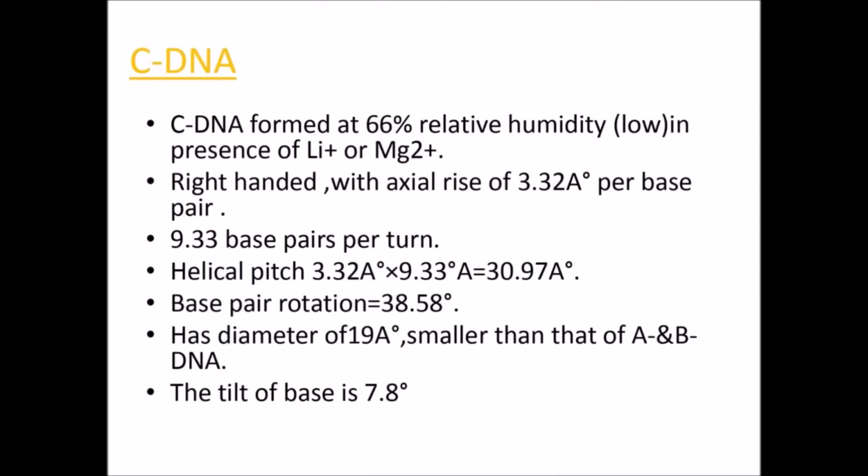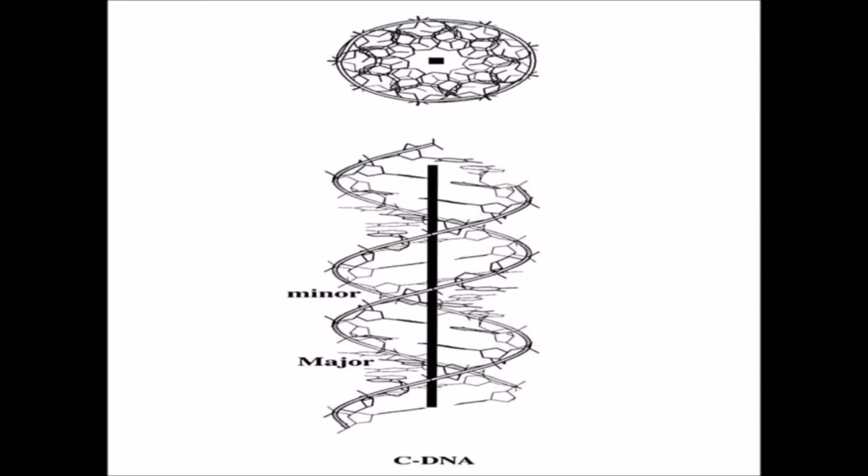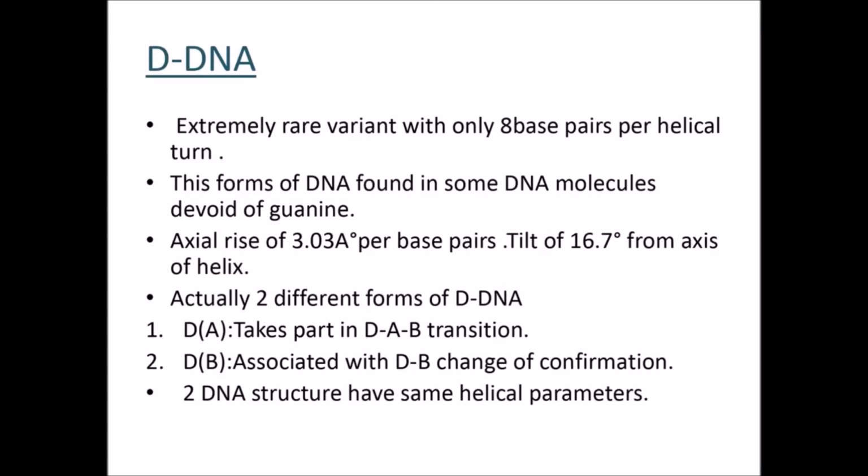Next is C-DNA. It is formed at 66% relative humidity in the presence of lithium or magnesium ions, right-handed, with axial rise of 3.32 angstrom per base pair. Helical pitch is 3.32 angstrom times 9.33 angstrom. Base pair rotation 38.58 degrees, has a diameter of 19 angstrom, smaller than that of A and B DNA. The tilt of base is 7.8 degrees. This shows C-DNA.